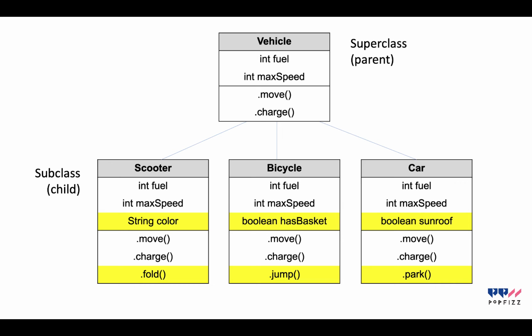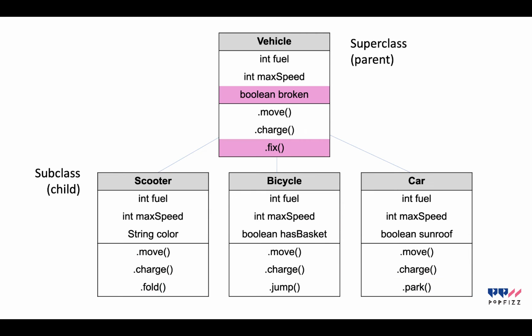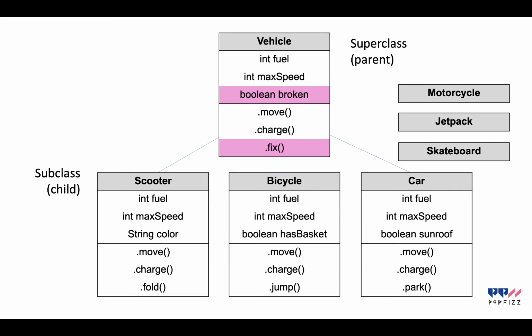All we have to do is make that change in the superclass vehicle. We'll keep track of the status broken with a Boolean instance variable, so true or false. Also, there should be a way to fix it, so add a method called fix. And when we do this to superclass vehicle, all subclasses inherit these updates automatically. How convenient. We also know that if we decide to add more vehicle subclasses such as motorcycle, jetpack, and a skateboard, that these will automatically inherit all of the things that the vehicle class has. So inheritance ensures consistency, and it provides a way to manage these classes in an organized way.